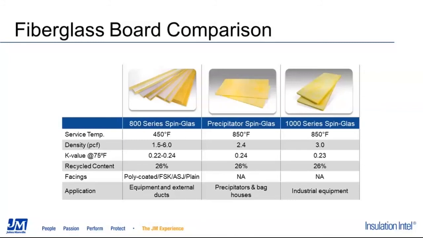Application varies for these three products. 800 series is generally used for equipment and external ducts. This is one of the products that would be great for the ducts when you need to achieve the R12, as mentioned earlier in the presentation. Precipitator spin glass is used for precipitators and backhouses. And 1000 series spin glass mostly for industrial applications and industrial equipment.